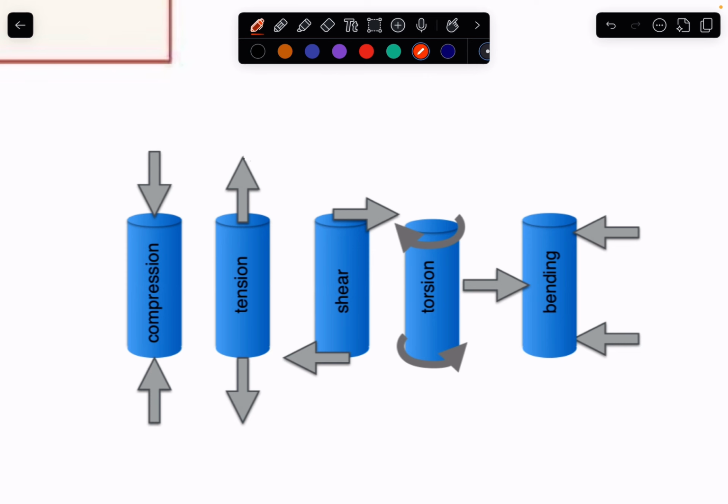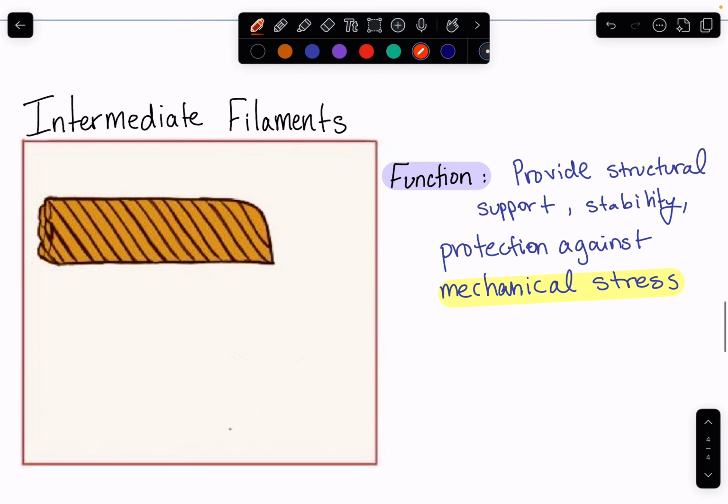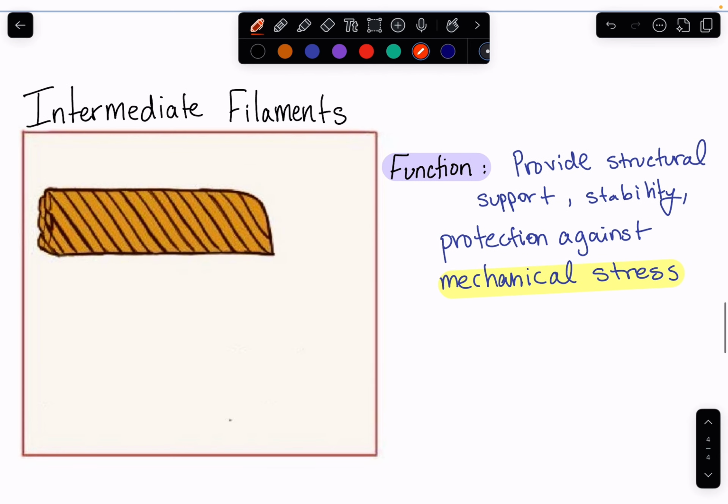So there are various types of mechanical stress that the eukaryotic organism can endure, and these intermediate filaments are then going to help the cell, not the organ or the system itself, but the individual cell, withstand that and resist any type of applied external force that comes to the cell itself. So that is a very important component of the intermediate filaments and what they do for the cell.